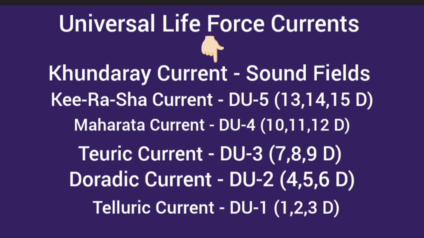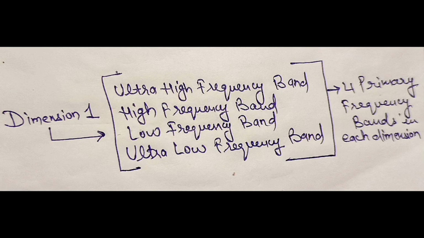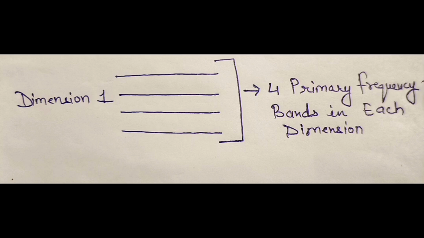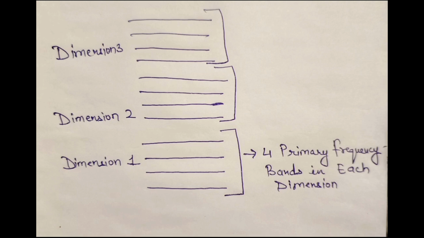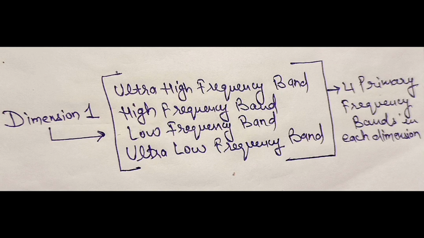The amount of energy stored in the Kundalini will be determined by the capacity of the genetic code, that is the DNA, to hold the ultra high frequency, called UHF, and the ultra low frequency, which is the ULF. We have also talked about the ultra high frequency and the ultra low frequency in part number 13 of multidimensional anatomy, in which we learned that there are four primary frequency bands in each dimension. As you can see in this diagram, each dimension is divided into four primary frequency bands: the ultra high frequency band, the high frequency band, the low frequency band, and the ultra low frequency band. So you can go and watch that video.